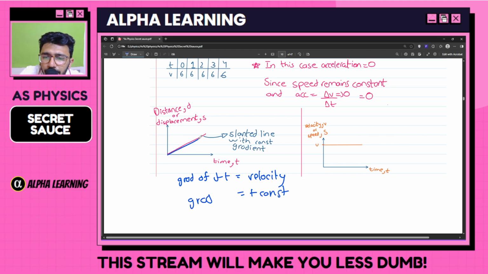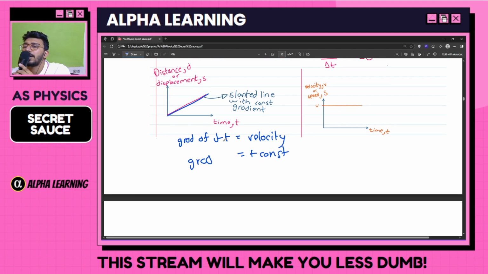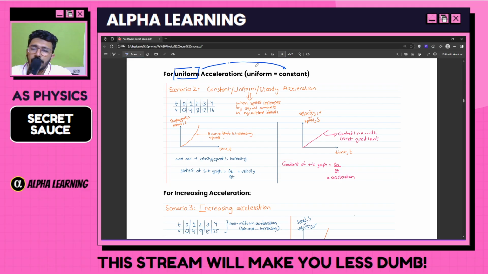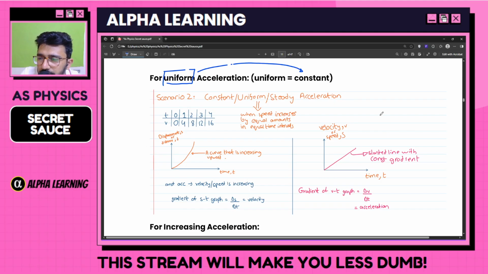If your gradient is positive and constant, you draw an upward sloping line like this. Simple. Let's move on to the next scenario. Uniform acceleration. Always remember, the word uniform means constant in AS physics. Whenever you see the word uniform, that means constant. Now, let's say you have uniform acceleration, your acceleration is constant.